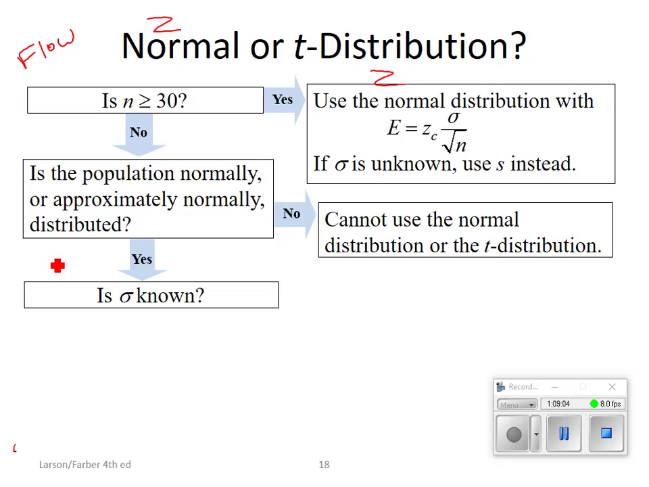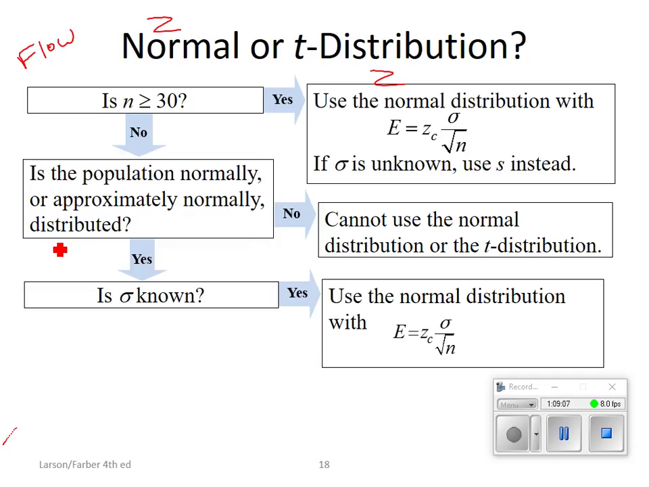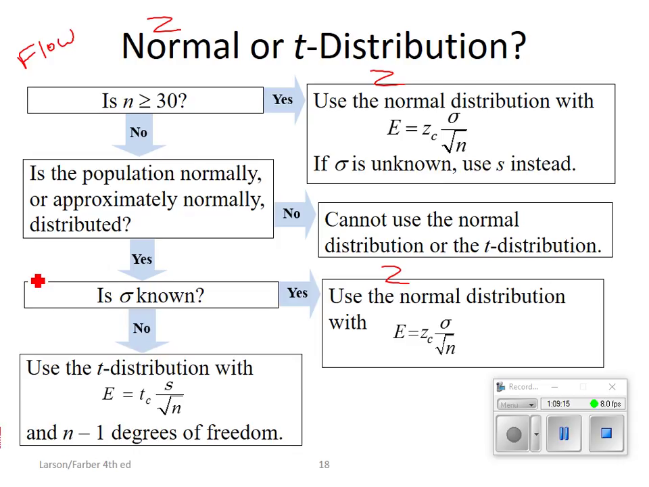If our sigma is known, so if the standard deviation of the population is known, then we can use the Z stuff. If it's not known, but it was normal, then we use the T stuff. All right, so the two key main things here, N. If N's greater than or equal to 30, everything's fine, we can use Z. Do it that way that we did in that first section. If it's not greater than 30, but it's normal, then we can use T. All right? If sigma is known, and we're less than 30, but it's normal and sigma is known, we could still use the easier Z stuff.